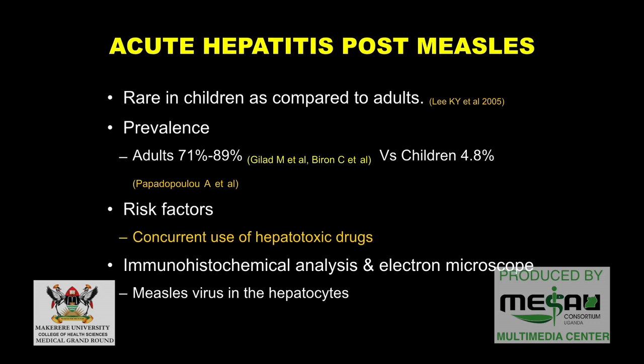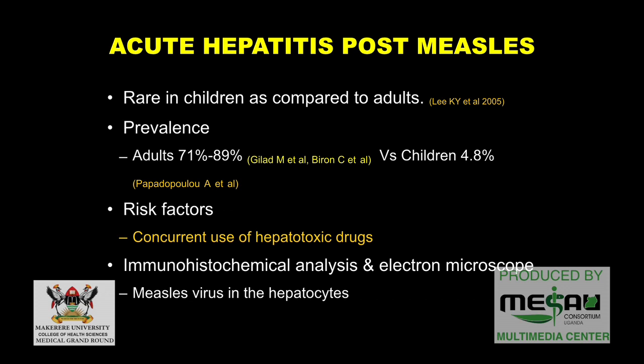Specific to this patient we have presented, acute hepatitis post-measles: the literature concerning measles in children is rare, but there are a few reports of acute hepatitis post-measles infection in adults. The prevalence is about 71% to 89% in adults and 4.8% in children. This study in children was done in Greece, and that's why they listed the prevalence of 4.8%.